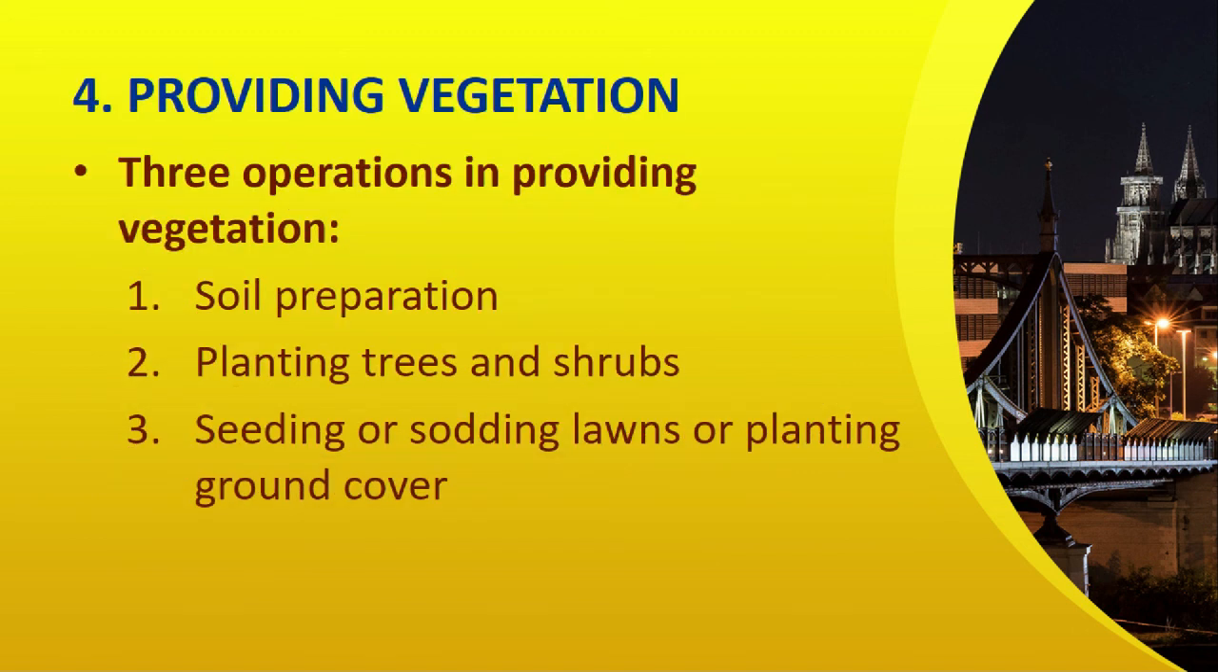Providing vegetation. There are three operations that provide vegetation. First is soil preparation, then planting trees and shrubs, and seeding or sodding lawns or planting ground cover. After the fine grading is completed, the top surface of the earth may or may not be a type of soil in which trees, shrubs, and grass will grow. Kapag daw yung soil ay maganda or sa tingin mo ay makakapag-grow na ng vegetation, dagdagan mo na lang siya, lagyan mo na lang siya ng fertilizer na ikakalat mo doon sa lupa.